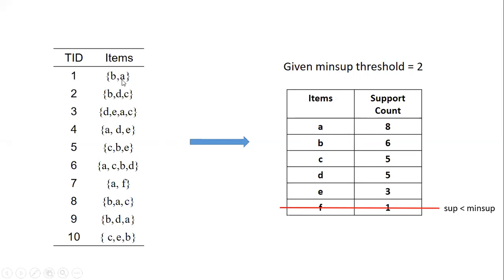Let us consider here. A is there, B is there, C is there, D is there, E is there, and F is there. So totally we have 6 different items. Correspondingly, we have taken the support count of each item. Let us consider A. How many times is it there? Let us count it. In item set 1, it is not there. A here. Item set 2, A is there here. A is there here. Then it is not here. A is here. A is here.